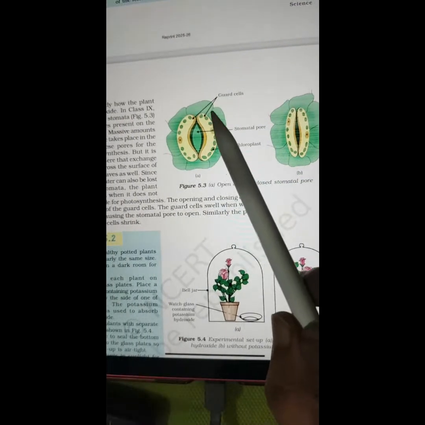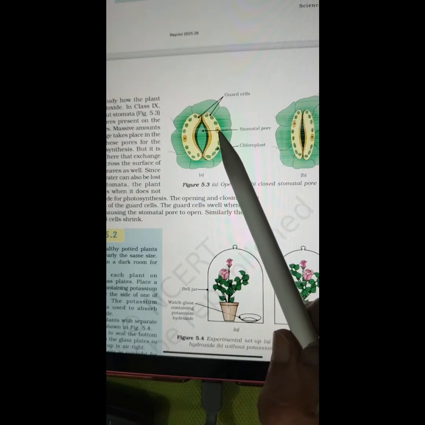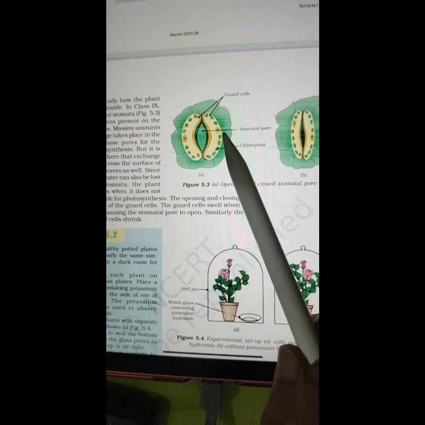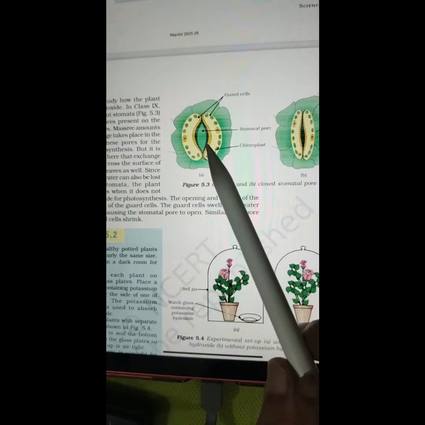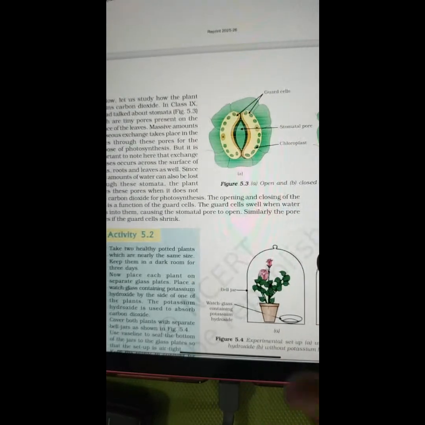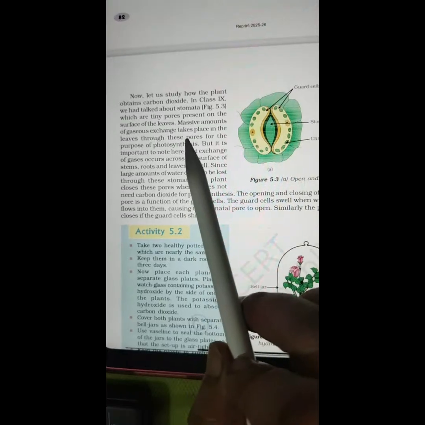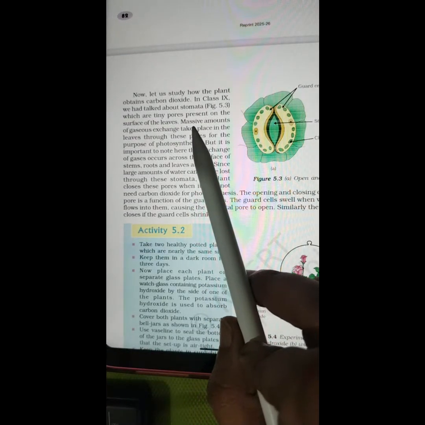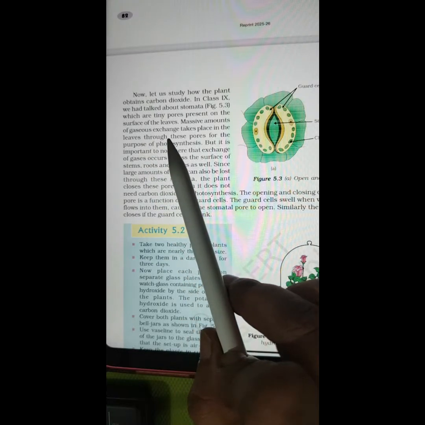So guard cells, you can see the green structures are chloroplast and this yellow structure is the nucleus. So overall in a stomata, we can see guard cells, chloroplast, nucleus, stomatal pore, and the cells which are marked as green, these are subsidiary cells. This word here is massive, means huge. Gaseous exchange means exchange of gases.